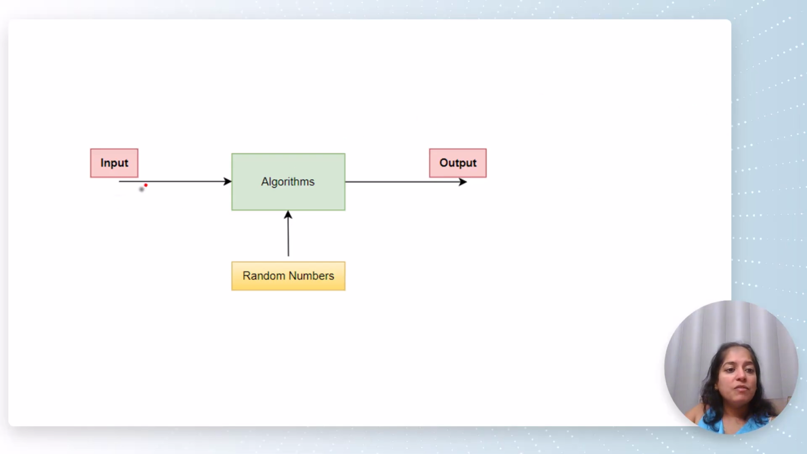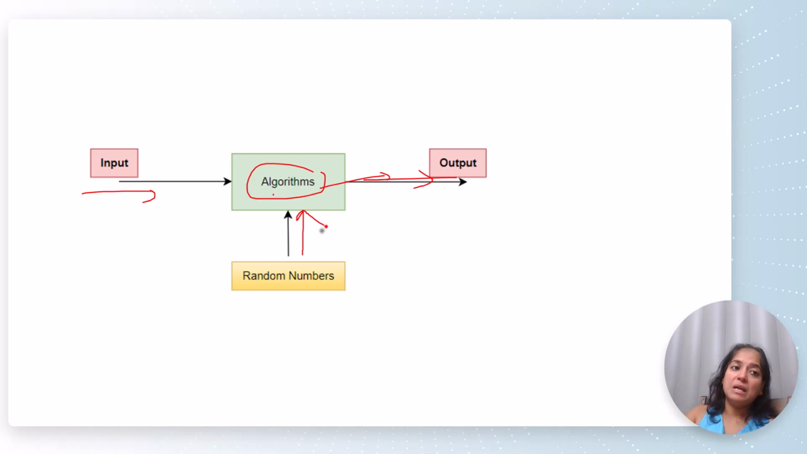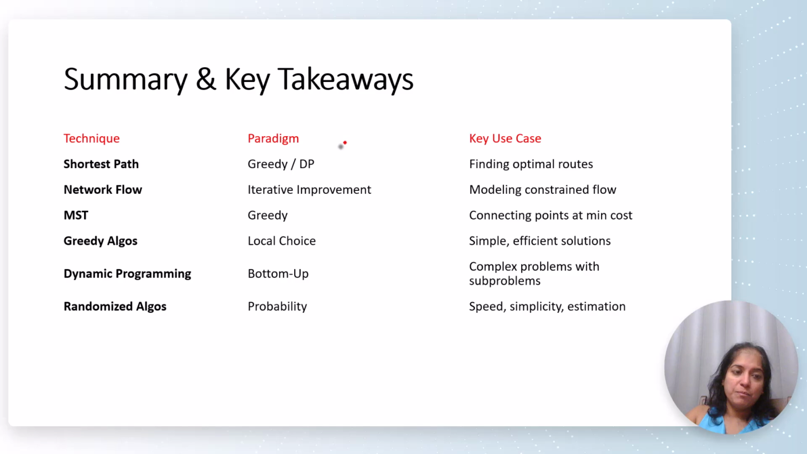Like this one, we have some inputs, and an algorithm is executed to create the output, but this algorithm is based on some random numbers. So it may give you a result every time based on that random number.